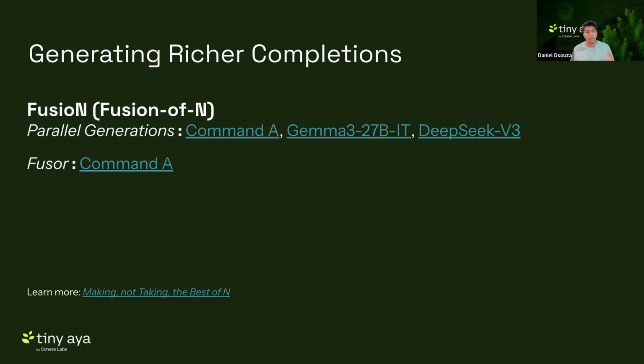So what we do here is with Fusion, you have generations from Command A, Gemma 3, 27B, and DeepSeek V3. And you're going to get all of these three generations. And instead of then just picking one of them and throwing away all of that extra information, we use a fuser model, which then basically picks the best parts of all of these completions and fuses all these generations.